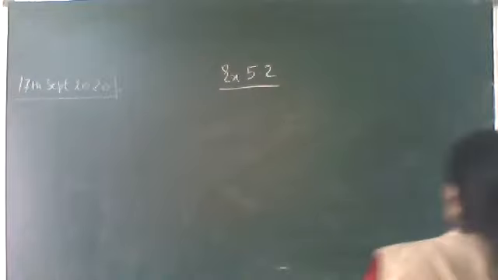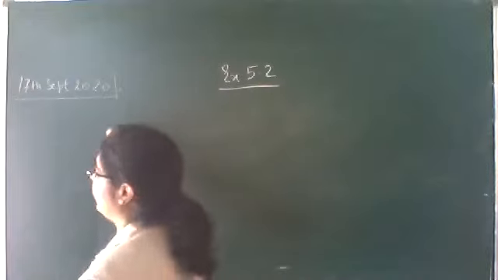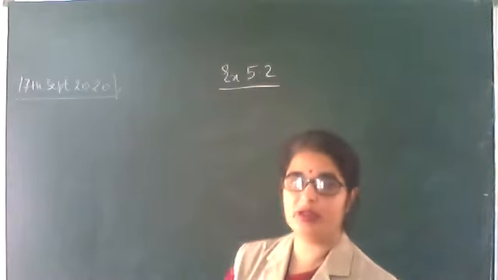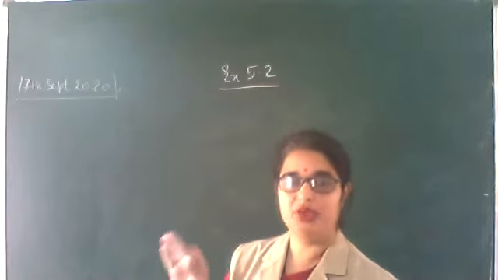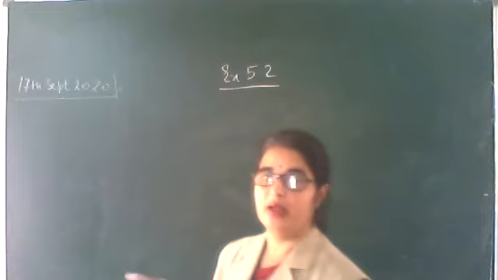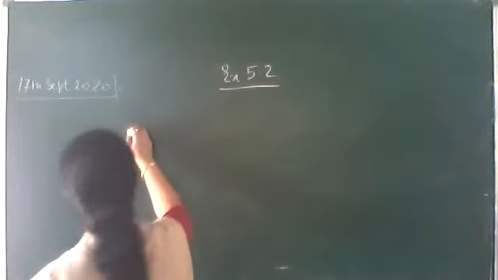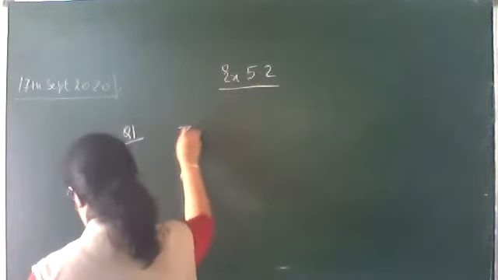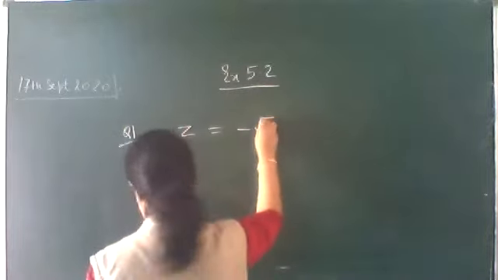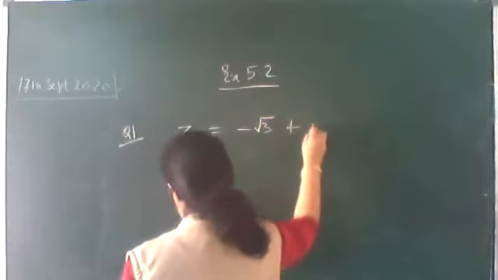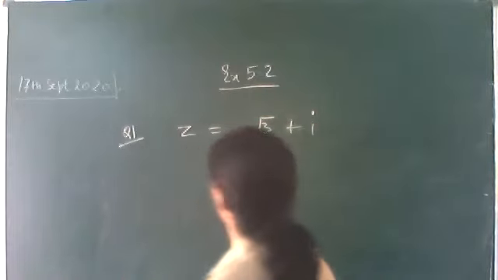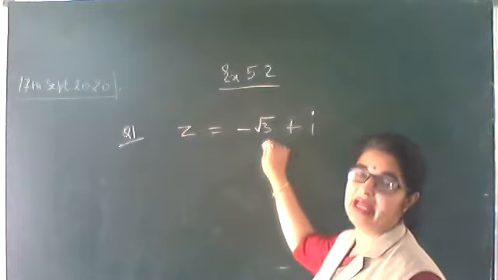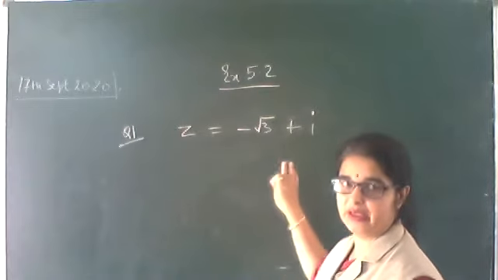Again I'm telling you, the polar representation will not come in the course, only argument can come. In the course polar representation is not there, but you can be asked for modulus and argument of z. So question number 1 is z is equal to minus root 3 plus iota. You have to calculate the modulus of z as well as the argument. No polar representation we have to do.